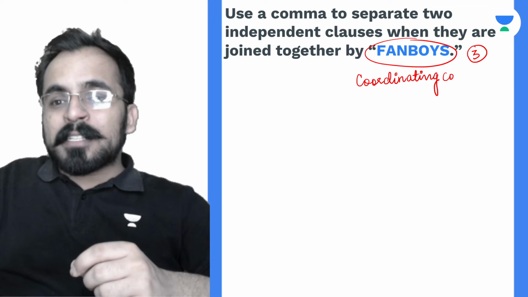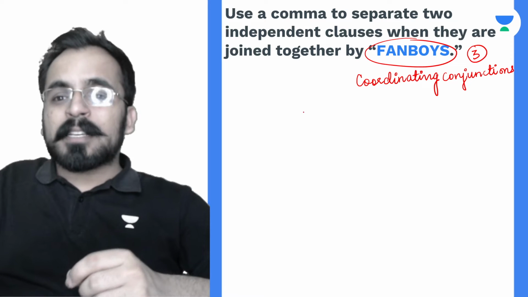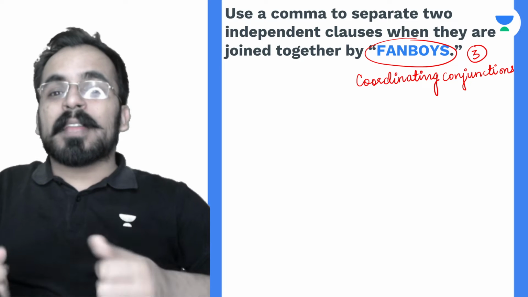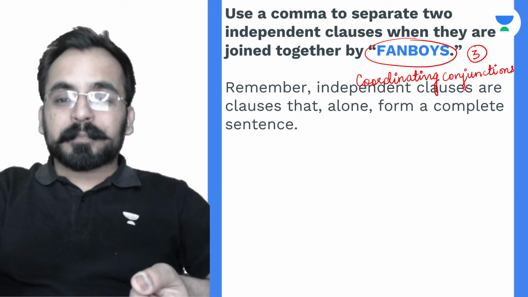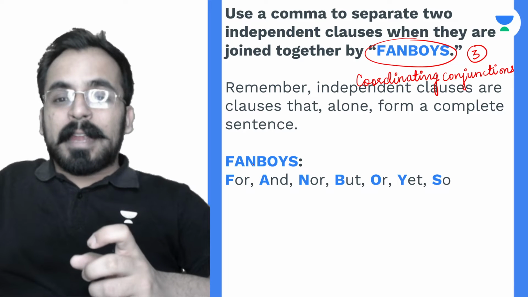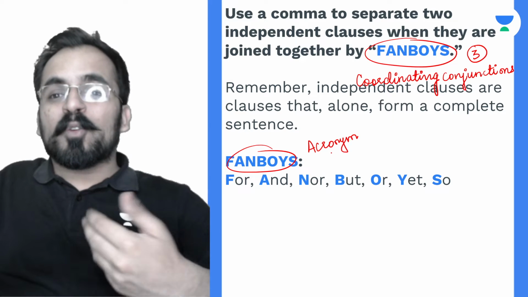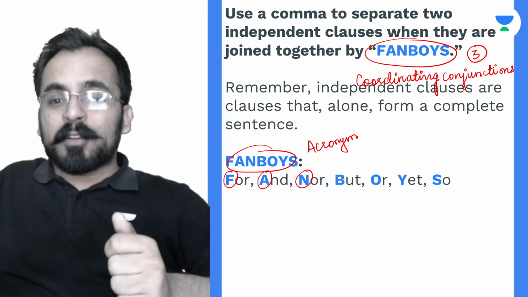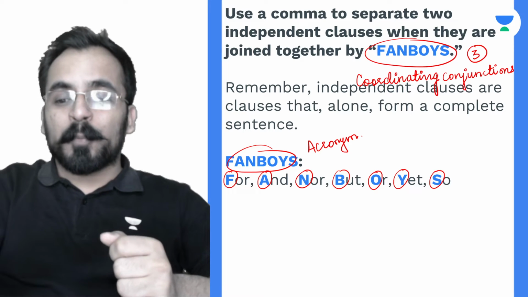So fanboys is just an acronym. We are going to see what they are. So they are basically coordinating conjunctions, conjunctions which link or join together two independent clauses. Before we move on, I told you fanboys is an acronym for remembering coordinating conjunctions. F stands for for, A stands for and, N stands for nor, B stands for but, O stands for or, Y stands for yet, and S stands for so.